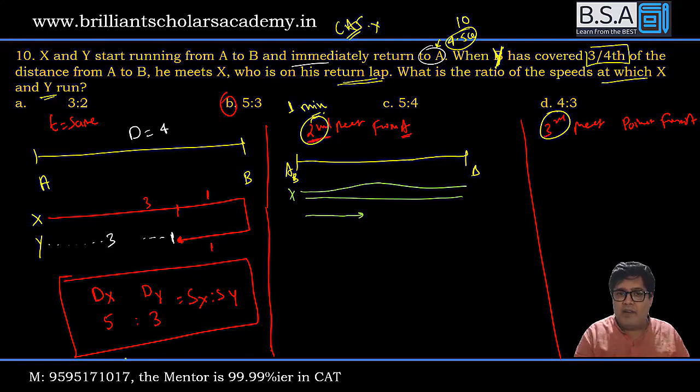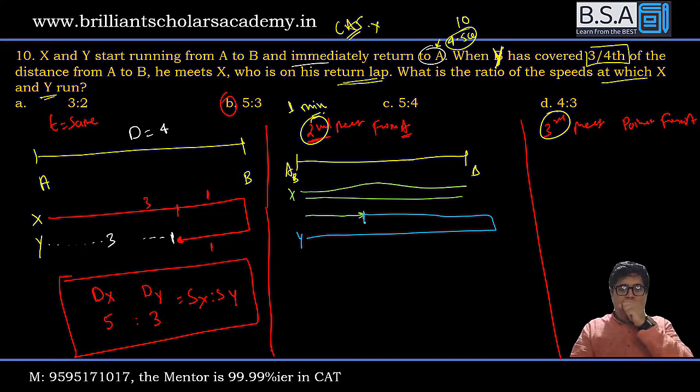What will Y be doing? Let me use a different color, blue color for Y. What will Y be doing? It has reached B and it has turned back. So I want you to count the total number of lines. Total lines, 1 line, 2 line, 3 line, and 4 line.